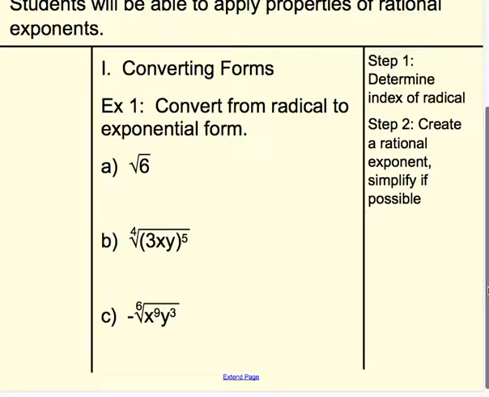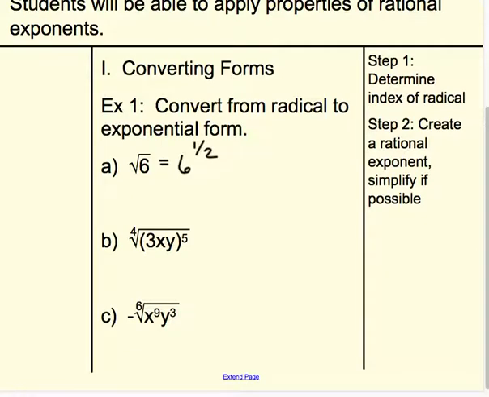Now remember, exponential form is an exponent or a power. So some of you may be thinking, how do we get from a radical to an exponent? Well, one way to think about it is that the radical is a rational exponent. So we're not raising 6 to an integer power, it's not 6 squared or 6 cubed, it's 6 to the 1/2 power.